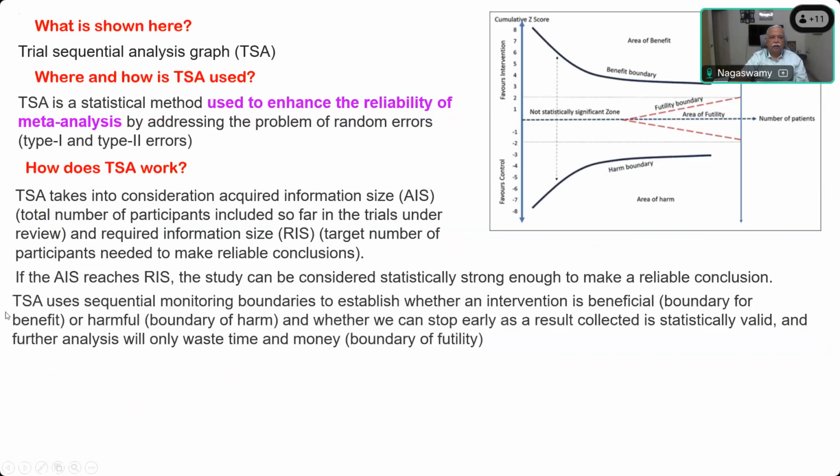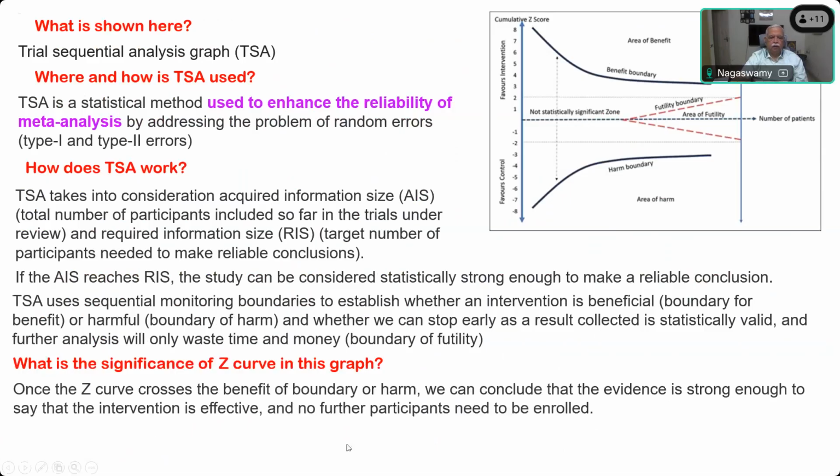Trial sequential analysis uses sequential monitoring boundaries to establish whether an intervention is beneficial or harmful, and whether they can stop the ongoing trial early or proceed with it, without wasting time and money. That is the main idea of doing this trial sequential analysis. And the significance of the Z graph, you can see here the cumulative score, tells you whether it is going to be beneficial or not.